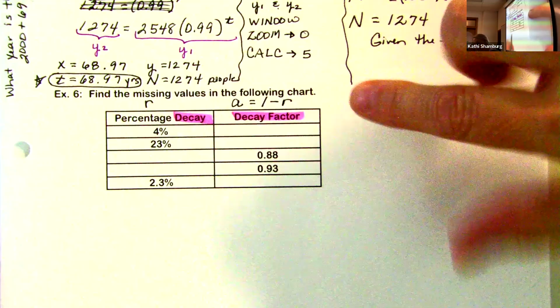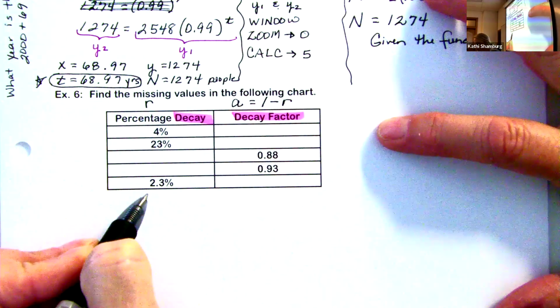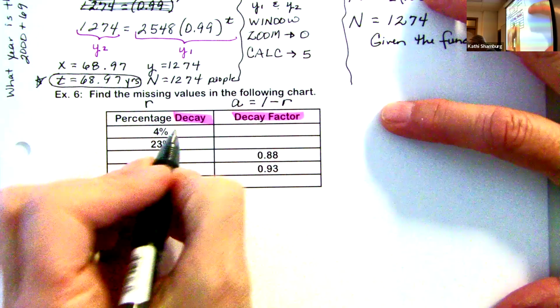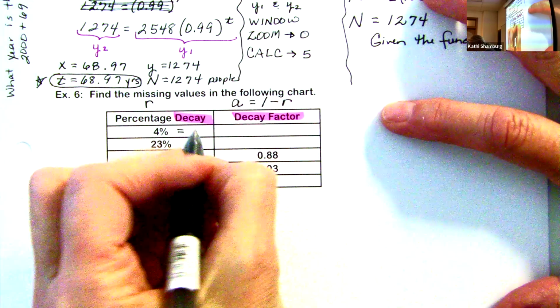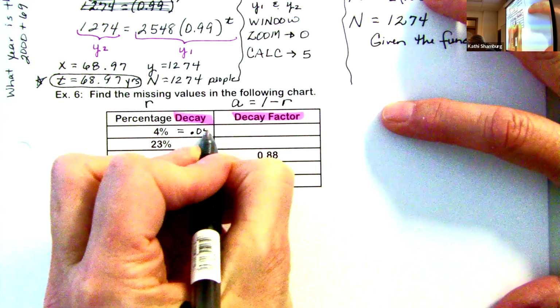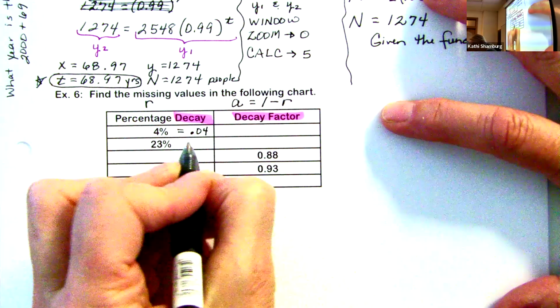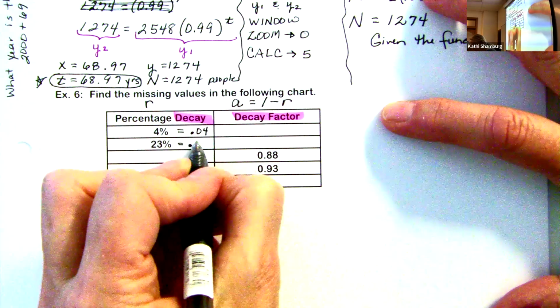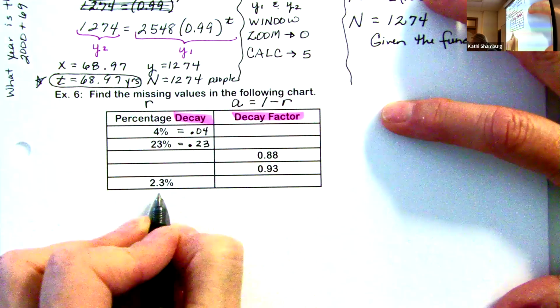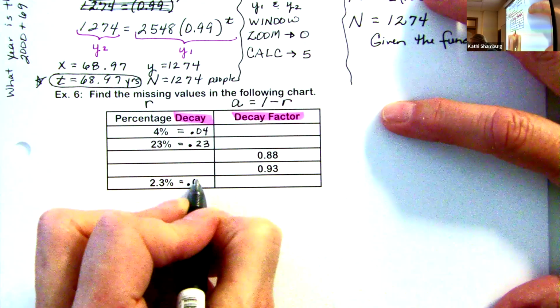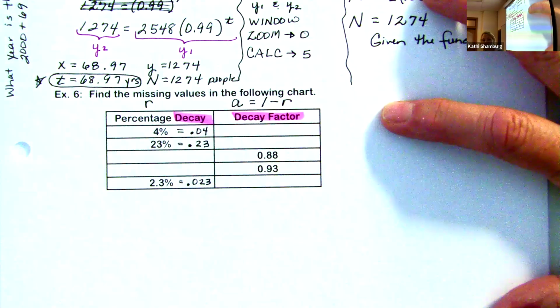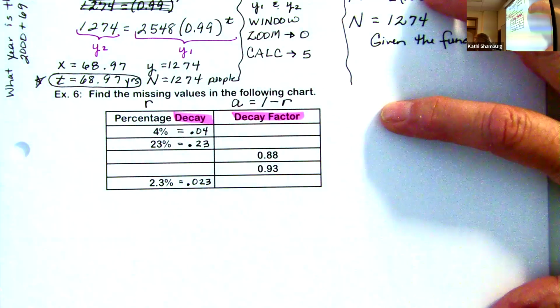Okay, so let's start with the ones where they have 4%. So we know 4%, move your decimal 2 places to the left, that is 0.04. 23% would be 0.23, and 2.3% is the same thing as 0.023. Always move your decimal point 2 places to the left.